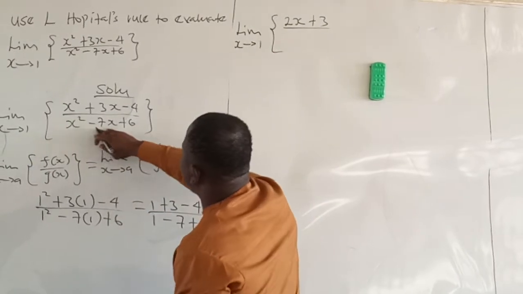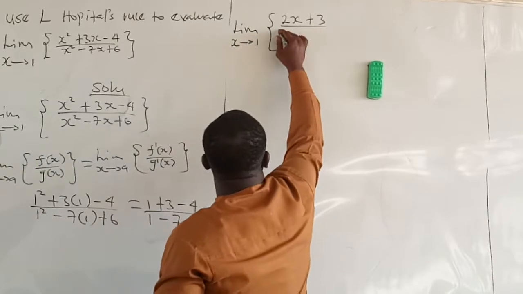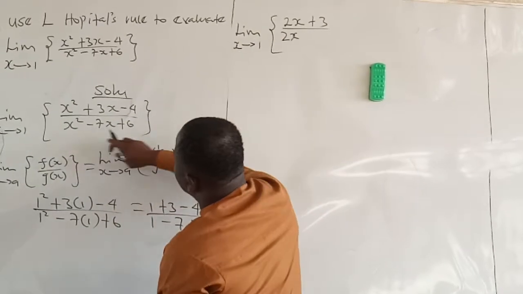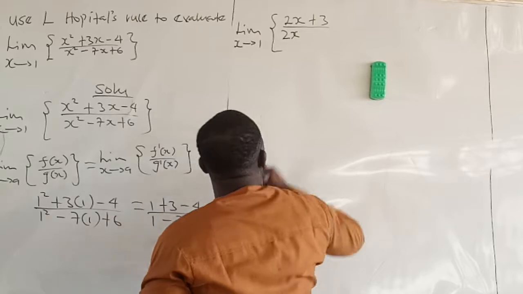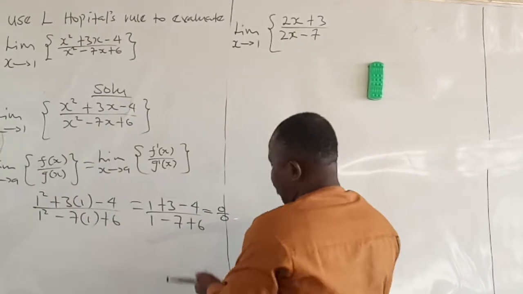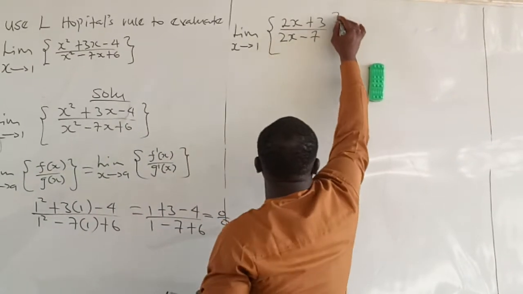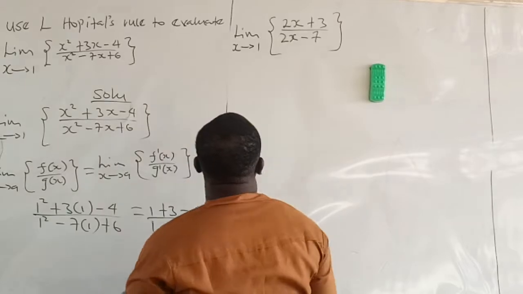Then let us consider the denominator. Let us differentiate x squared. It's going to give us 2x. Then let us differentiate minus 7x. It is going to give us minus 7. If we differentiate 6, 6 is a constant, it will always give us 0. Is that clear? So this is what we will obtain.